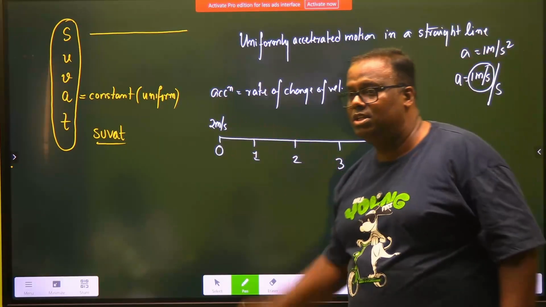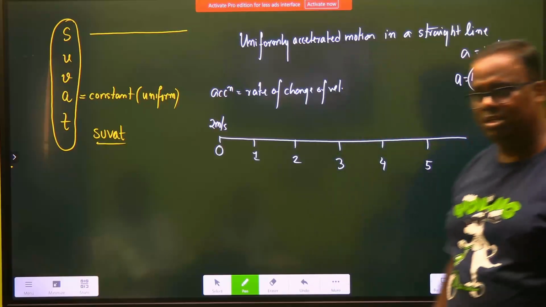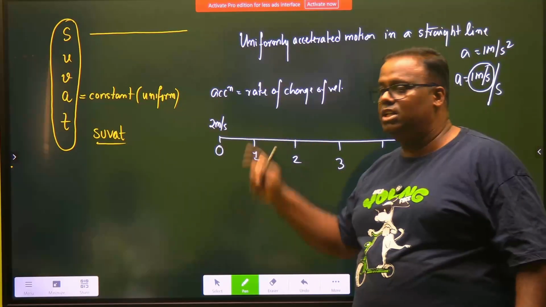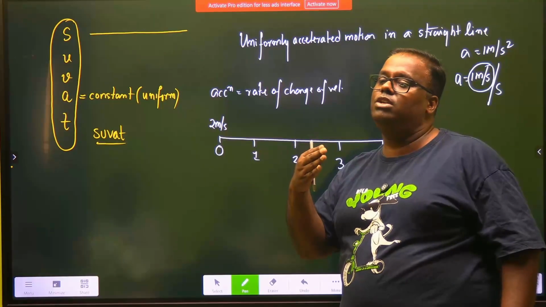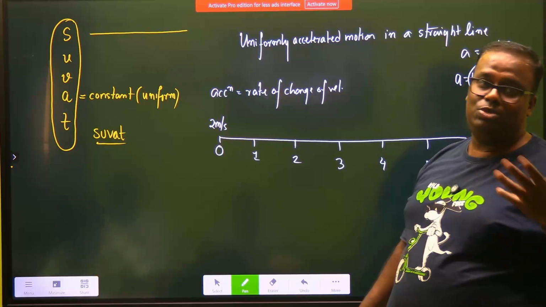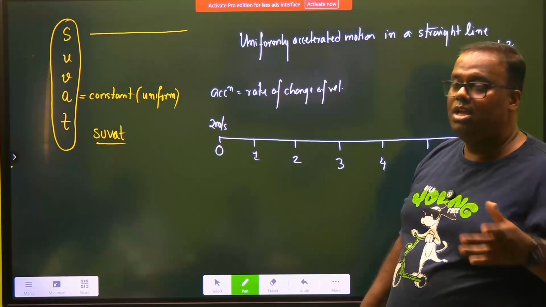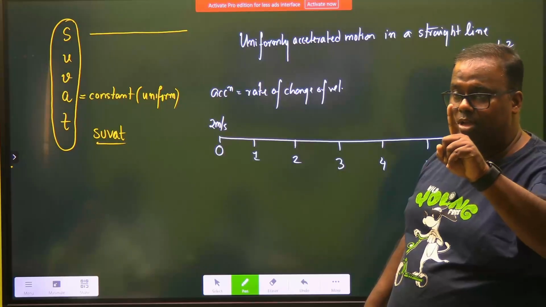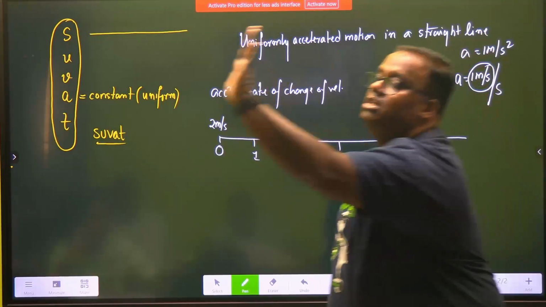What is your velocity at 0 second? 2 meters per second. At the end of 1 second, if you still continue at 2 meters per second, you are going at uniform velocity. But you have acceleration, so your velocity should change. How much should it change? If I say it in Hindi, har ek second mein 1 meter per second increment.